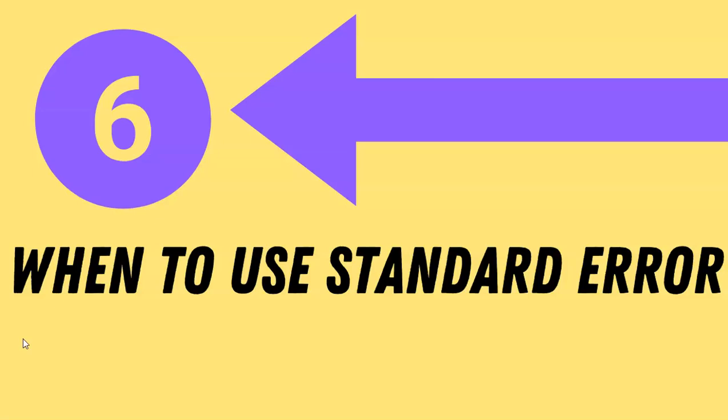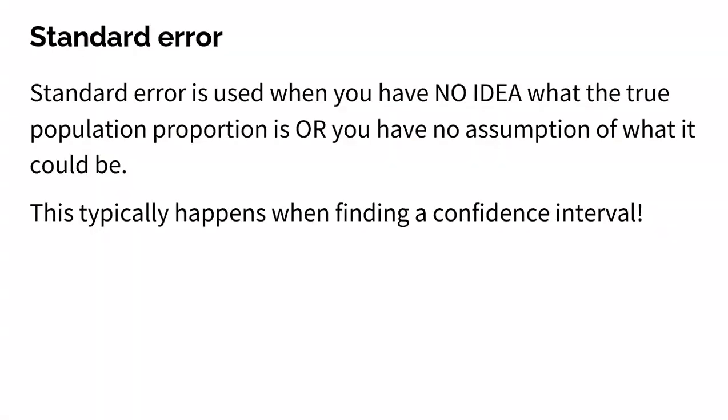And tip number 6, when to use standard error. I call standard error the twin brother of standard deviation, or twin sister if you're a girl. Sorry, don't want to offend anybody. All right, so standard error is used when you have no idea what the true population proportion is, or you have no assumption of what it could be.